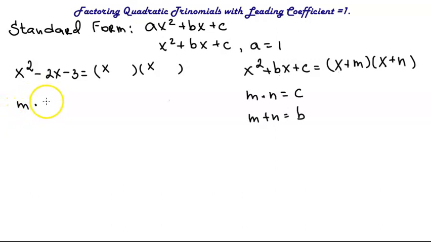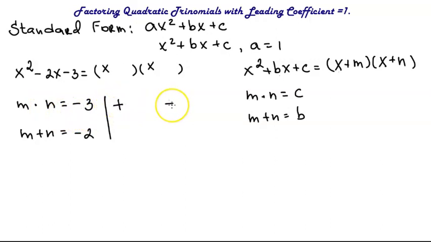Always start with a product. So the product equals c, which is the constant, in our case -3. And the sum of those numbers equals b, in our case -2. Before you start looking for those numbers, define the sign. The product of the numbers we're looking for is negative, meaning you're dealing with one positive number and one negative. The only way to get a negative result is to multiply a positive with a negative.